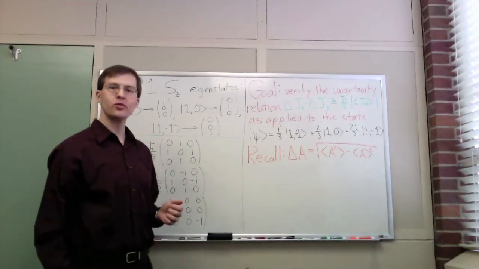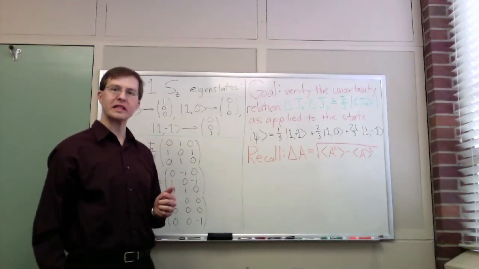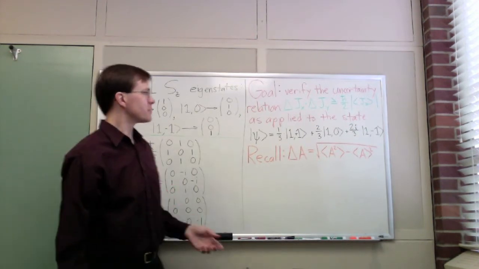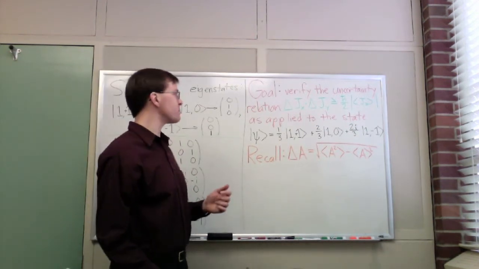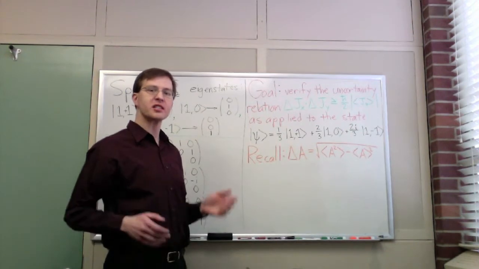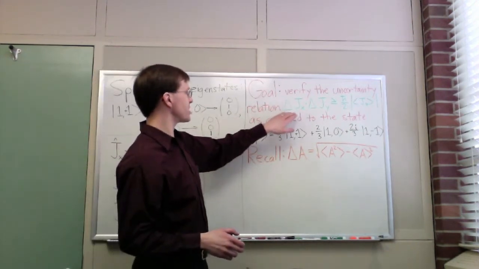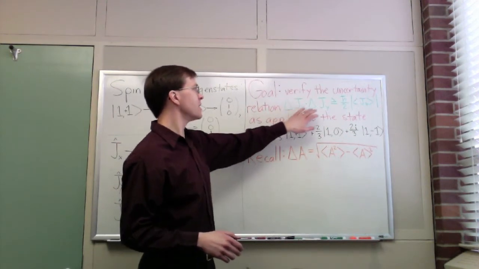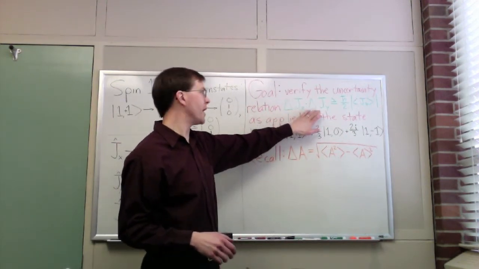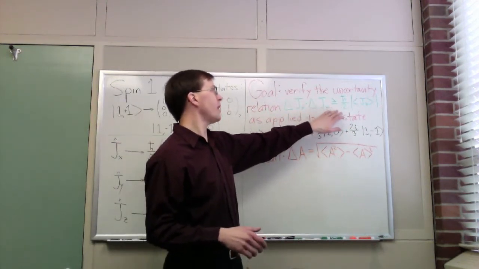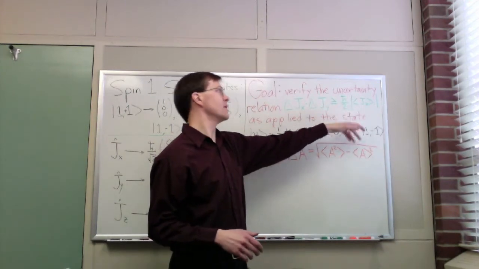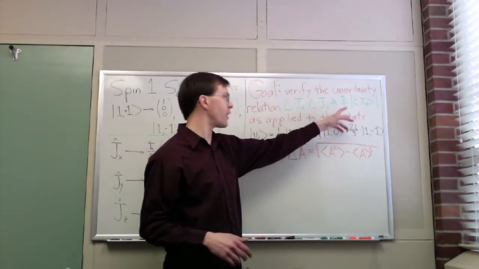Today, I'd like to do an explicit calculation of uncertainties in quantum mechanics. Specifically, I'm going to be considering a spin-1 particle and looking at the spin uncertainty relation that we've studied before. That relation tells us the uncertainty in a measurement of Jx times the uncertainty in a measurement of Jy is greater than or equal to h bar over 2 times the absolute value of the expectation value of Jz.